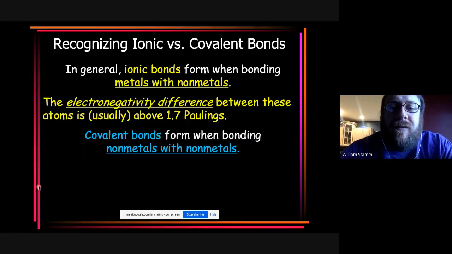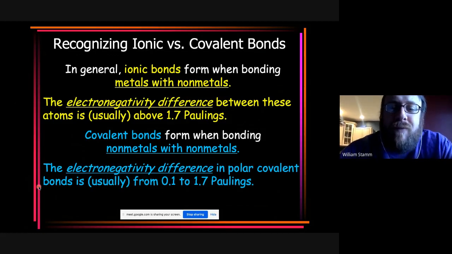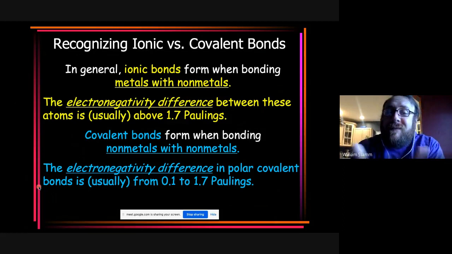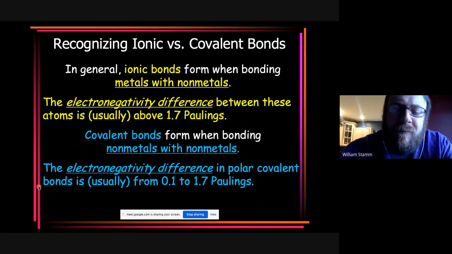Covalent bonds form between nonmetals, as we know, two nonmetals. So they're going to have a different difference of their electronegativities. For polar covalent bonds, the difference is usually around 0.1, maybe 0.2, all the way to 1.7. So if the difference is less than 1.7, they're more similar to each other, between about 0.1 and 1.7, that's going to be a polar covalent bond because they're sharing. It's not ionic, but it's polar. It's unequal in their sharing.